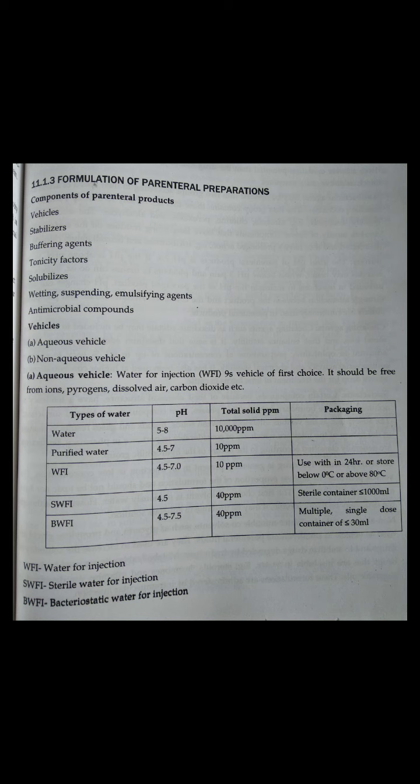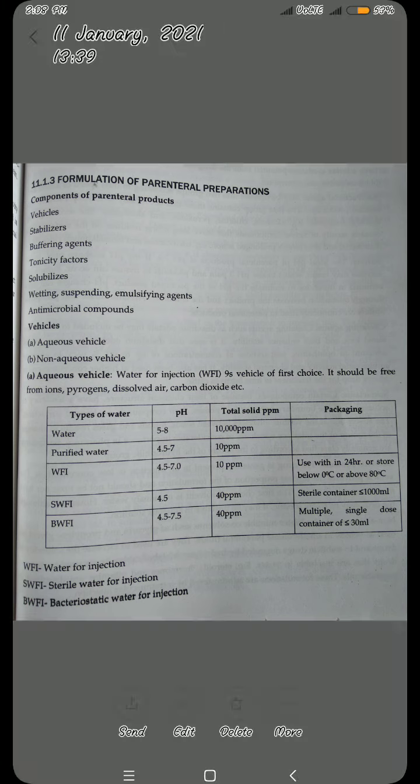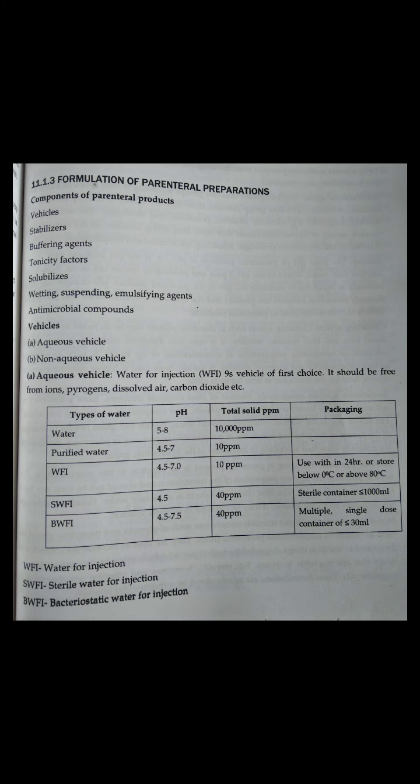Then the components of parenteral product are vehicles, stabilizer, buffering agent, tonicity factor, solubilizers, wetting, suspending, emulsifying agents, and antimicrobial compounds. We will see what is the exact role of all these components and the examples. Okay, first one is vehicles. Vehicles are of two types, aqueous and non-aqueous.